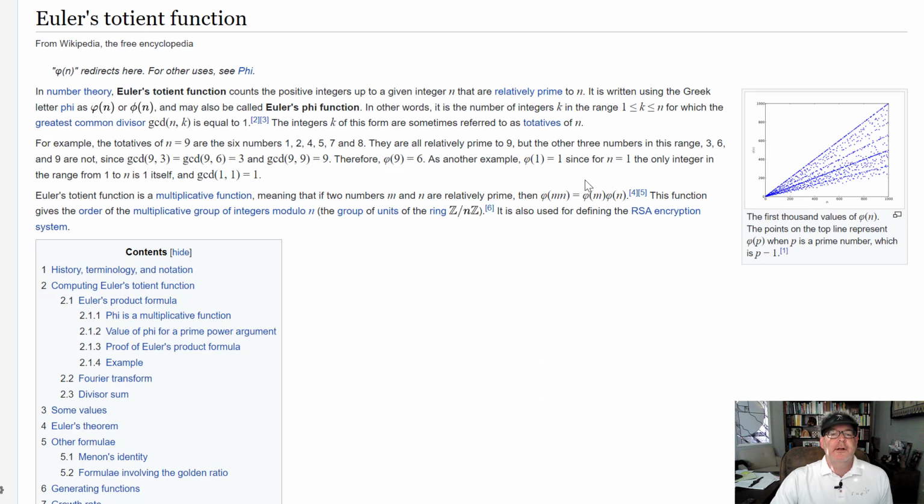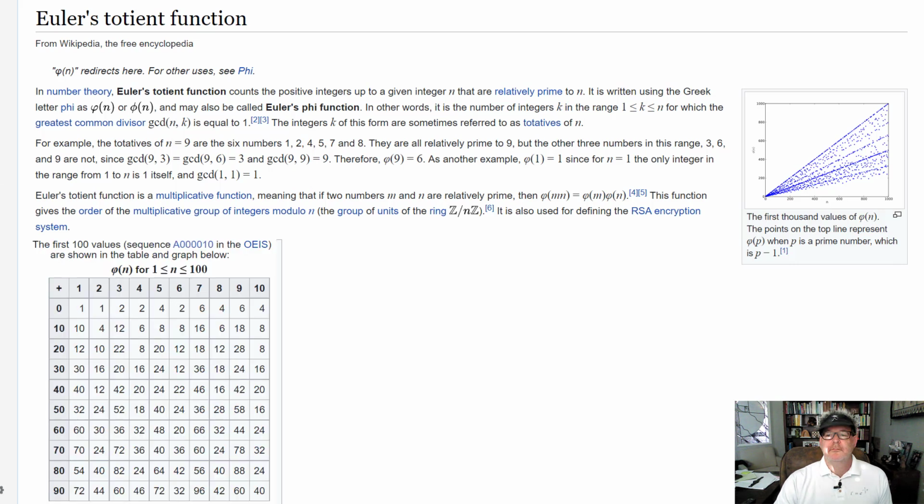So I usually call it the phi function. Some call it the totient function. Yeah, phi function, there we go. So it just tells you how many integers are relatively prime to a given n. In other words, the GCD, the greatest common divisor of the two, is 1. It means it's relatively prime. So here's a table of the relatively prime.